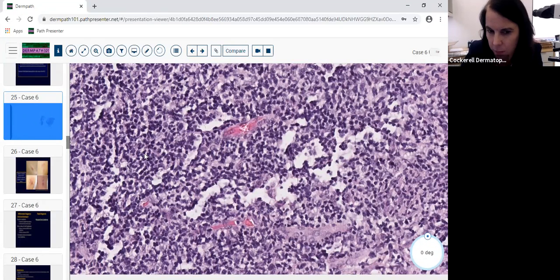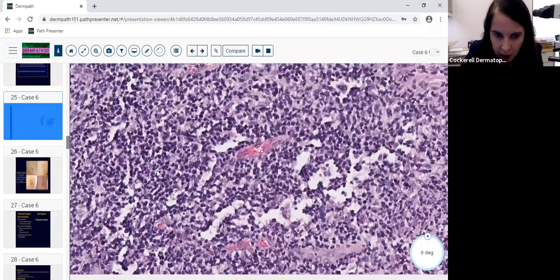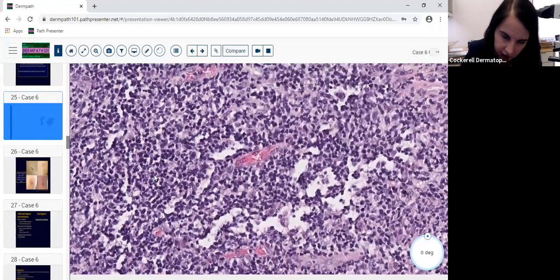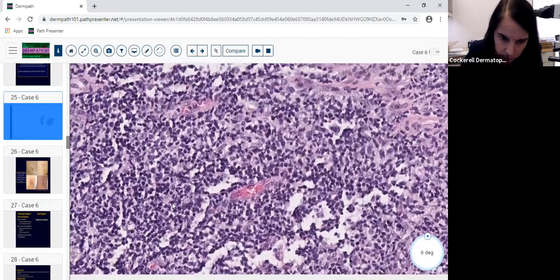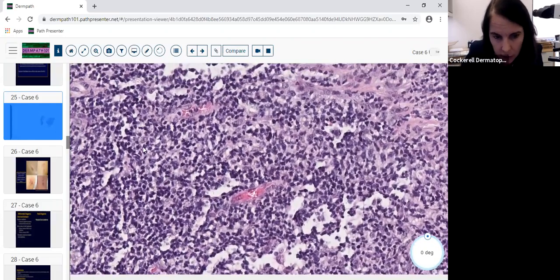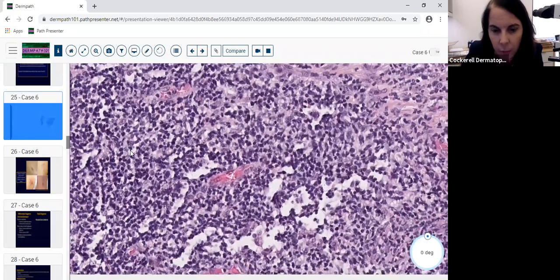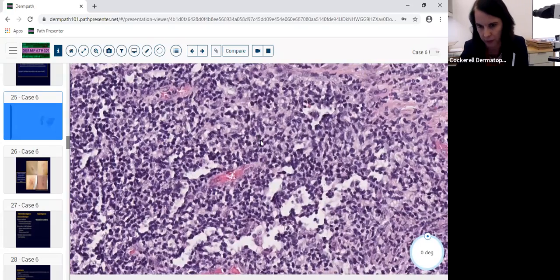I wouldn't exactly call them cleaved, but the membranes are irregular. And some of the cells look like lymphocytes with a more monocytoid appearance. Other cells have a histiocytic appearance, and then other cells look like they might have a more centroblastic or centroimmunoblastic appearance, but very few of those cells are seen.